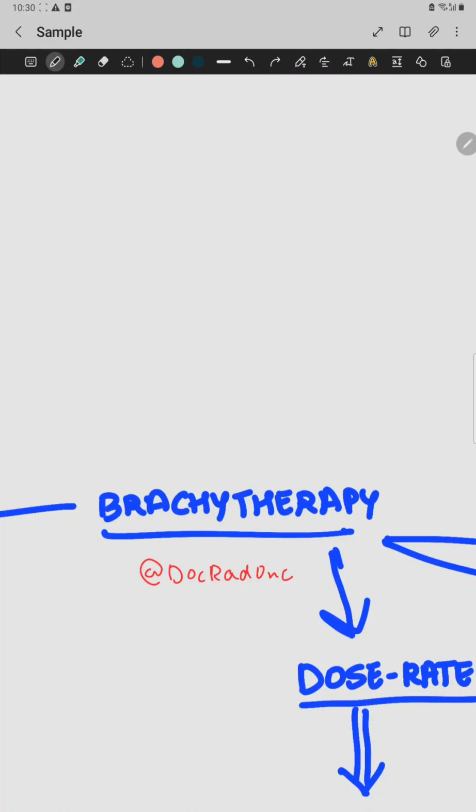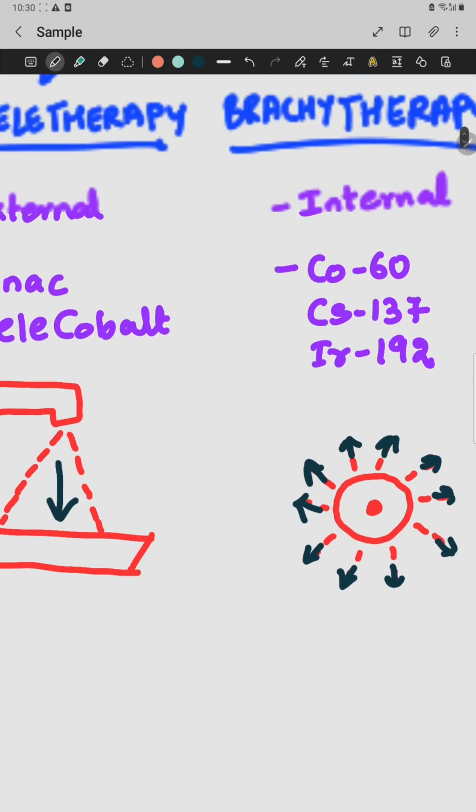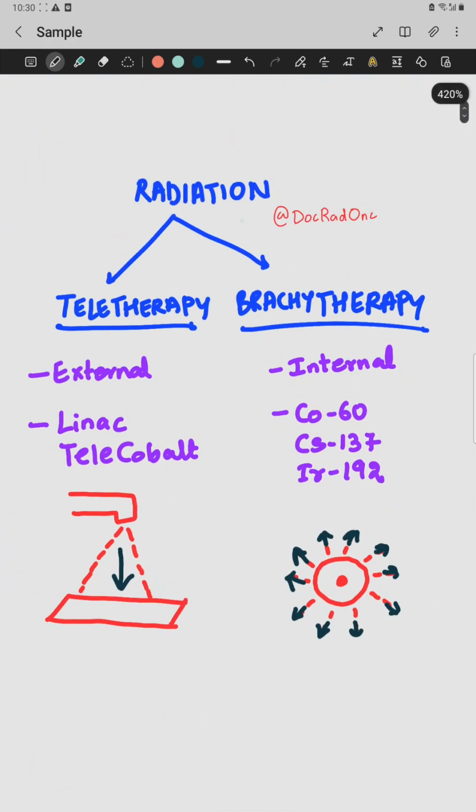So, I'll be talking about brachytherapy today. Before that, what exactly is brachytherapy? Radiation can be given either by teletherapy or brachytherapy. What does teletherapy mean? You are giving the treatment from a distance, so it is far away. You can see that this here will be the source and here will be the patient. So you are giving the radiation from a distance, and it's external.